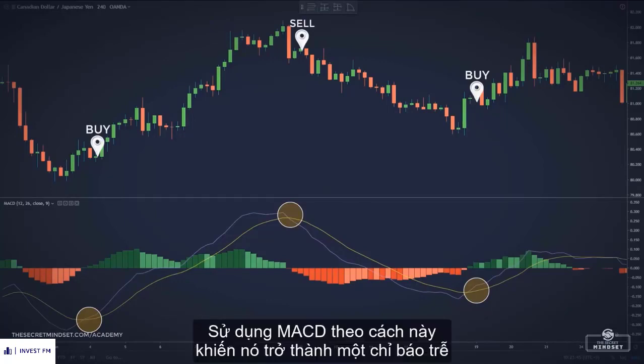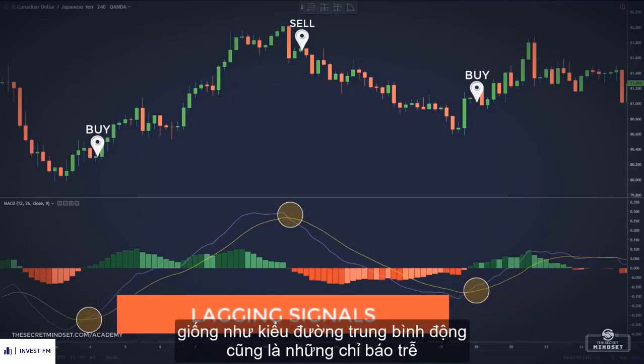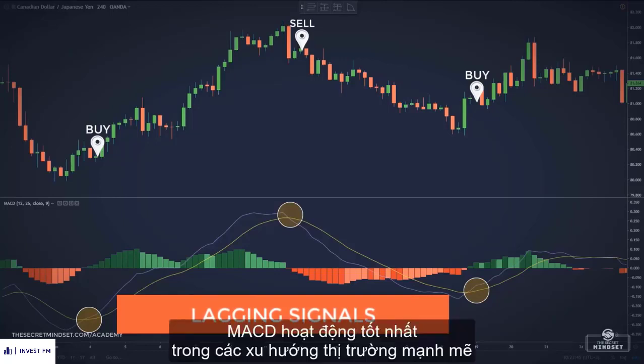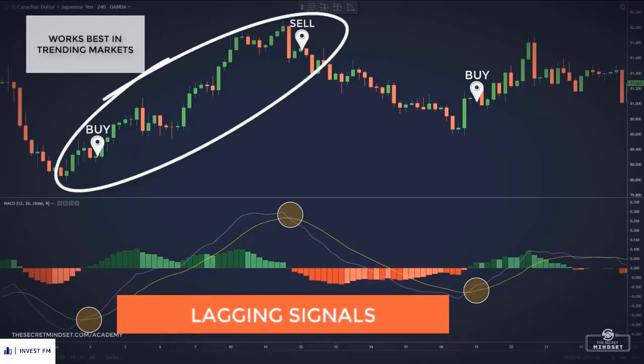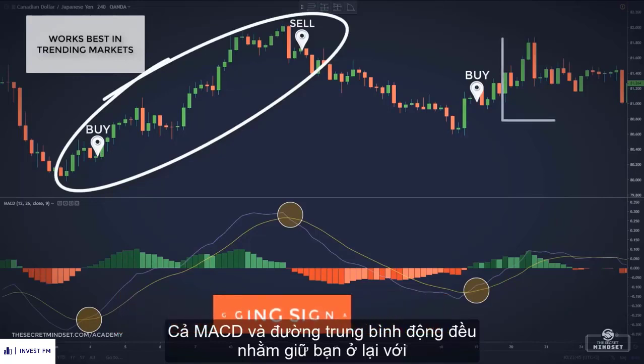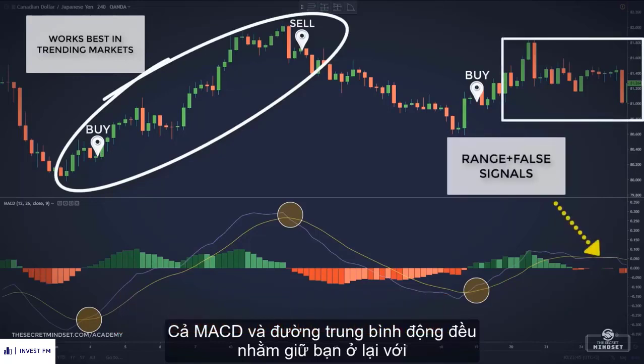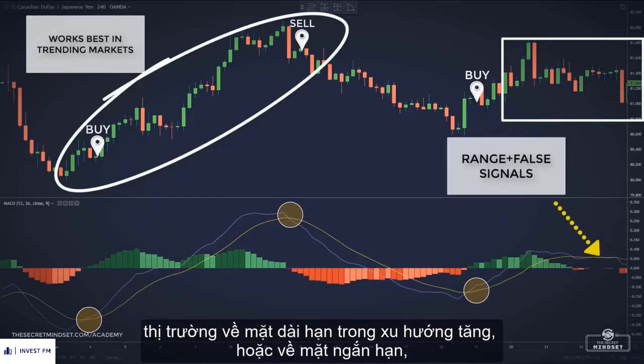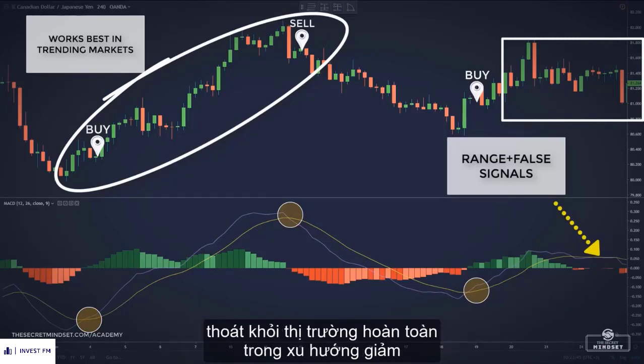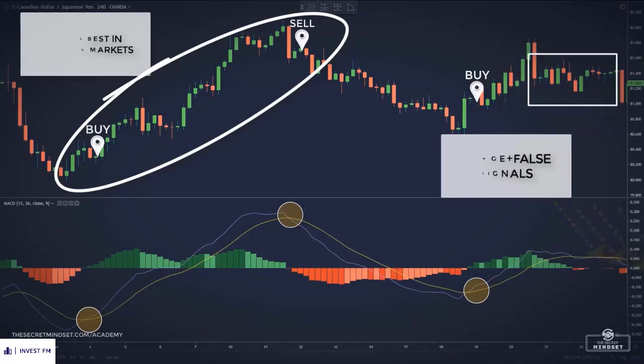Using the MACD in this way makes it a lagging indicator. Just like moving averages, which are also lagging indicators, the MACD works best in strong trending markets. Both the MACD and moving averages are intended to keep you on the right side of the market, on the long side during uptrends and on the short side or out of the market altogether during downtrends.